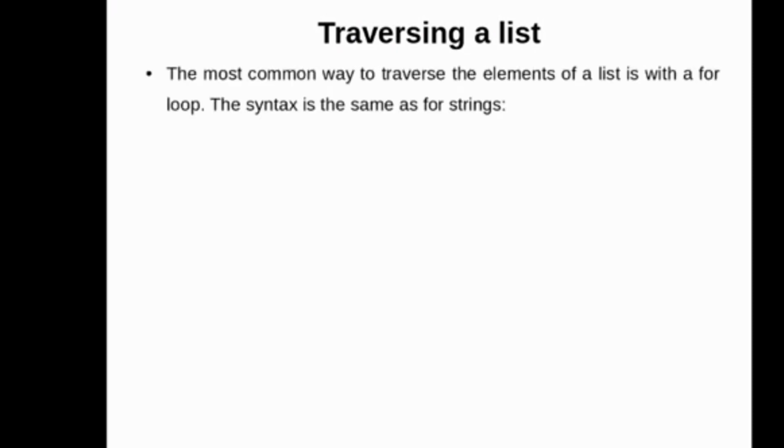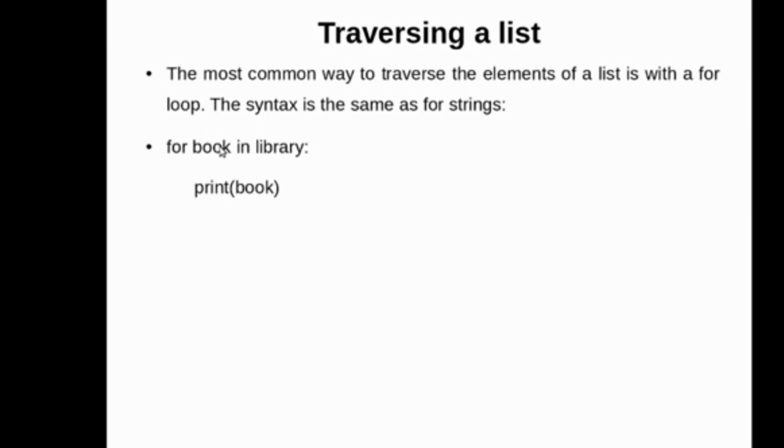In the way we have seen traversing a string, here also we'll see how to traverse a list. It is simple and similar to that of a string, with a little bit of change. The most common way to traverse the elements of a list is with a for loop. The syntax is the same as that of a string. For book in library, for example, where library is a list and book is an item in that library, print book.